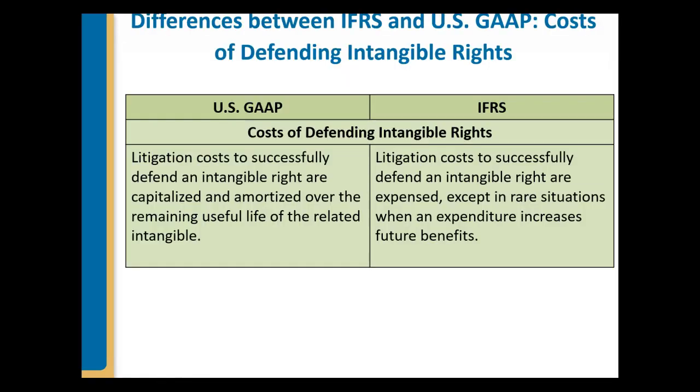Under U.S. GAAP, litigation costs to successfully defend an intangible right are capitalized and amortized over the remaining useful life of the related intangible. But under IFRS, these costs are expensed, except in rare situations when an expenditure increases future benefits.